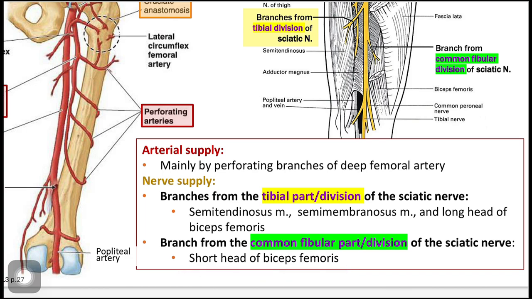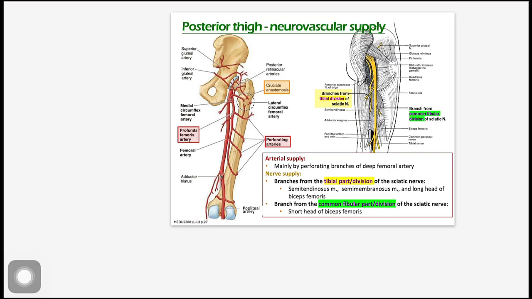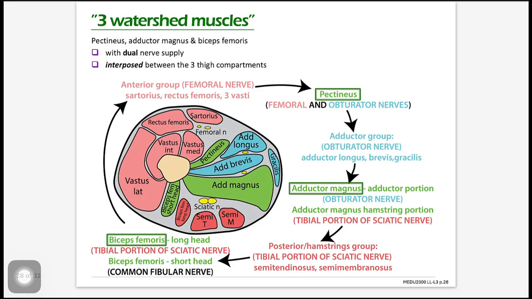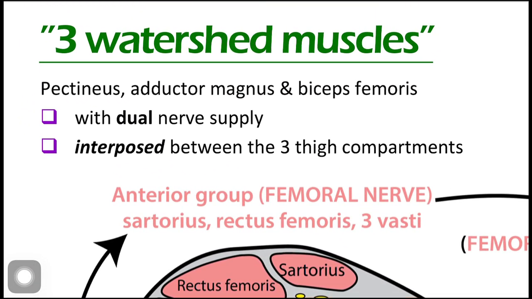Now I hope you understand that in each compartment there must be at least one outlier in terms of nerve supply. So how do we identify these outliers? I like this textbook; it has good drawings. So the three watershed muscles, the three outliers, are the pectineus, the adductor magnus, and also the biceps femoris. These three muscles receive dual nerve supply, and they're interposed between the three thigh compartments.